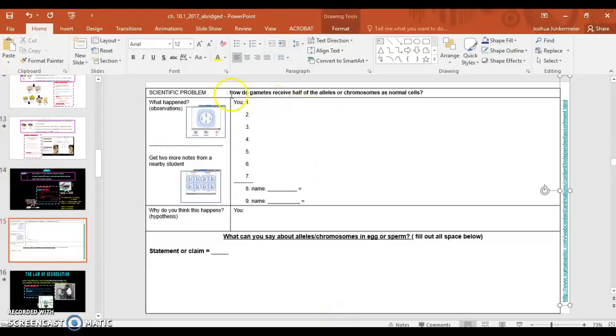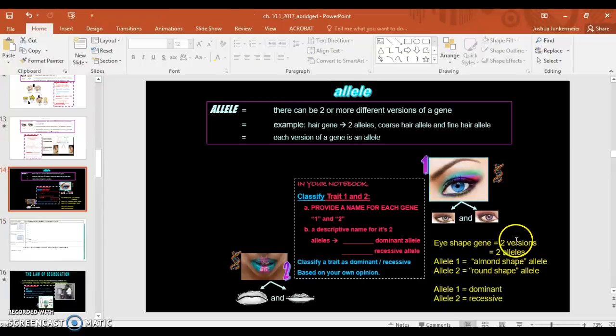But before we do, when we set these up, before we even look at the simulation, all we really have to do is read the problem. The scientific problem is, how do gametes, which we learned were sex cells like sperm and egg, receive half of their alleles or chromosomes? The normal cells of the body have two alleles for each gene or trait. It's just natural, just like in this example here. So there's usually, let's see here, let's go back.